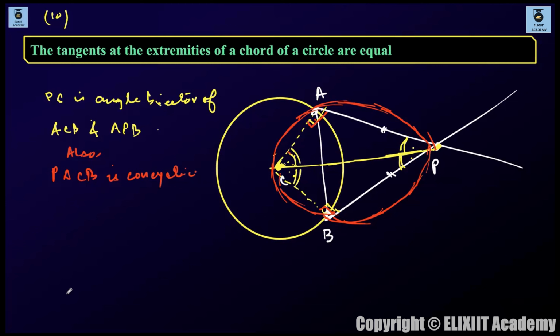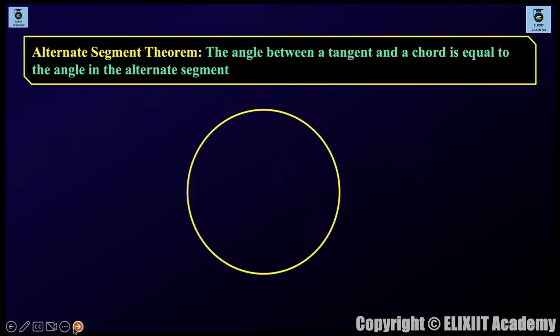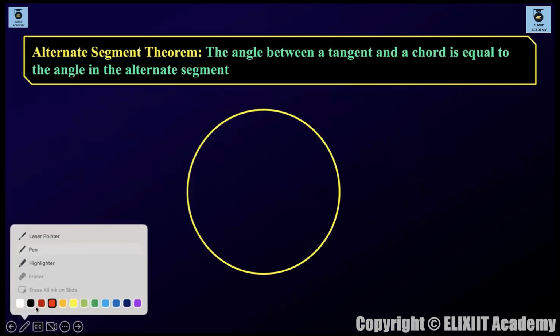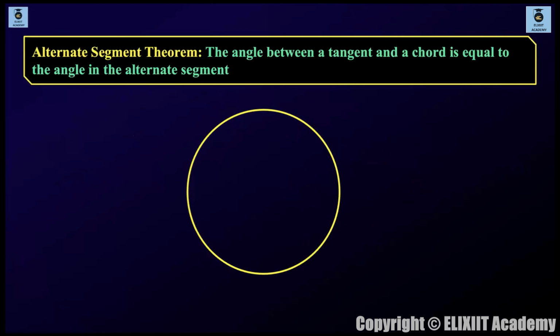Okay, one more last thing. I think one more theorem is left out. One more last theorem: the alternate segment theorem, the 11th one. The angle between a tangent and a chord is equal to the angle in the alternate segment.